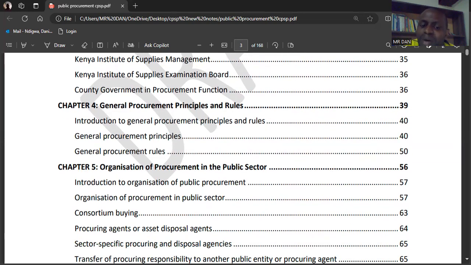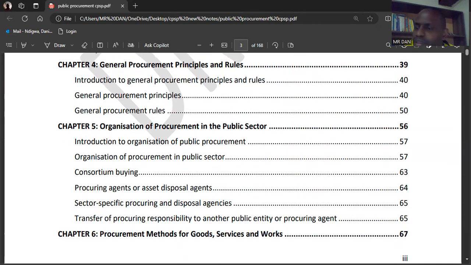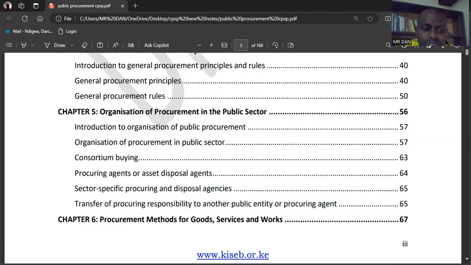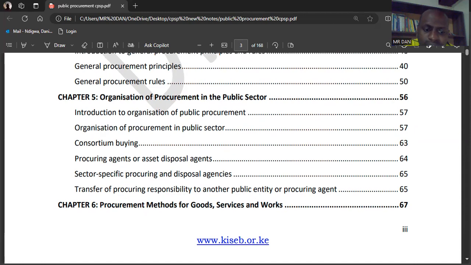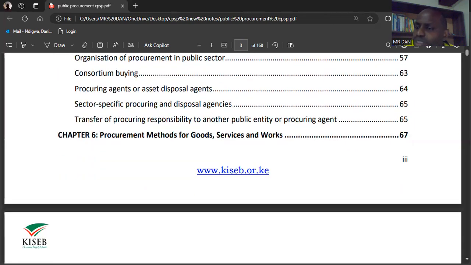What are some of the departments or institutions within government that are mandated with public procurement? What is the organization of maybe the ministries and how they are going to carry out procurement? And here we shall talk about issues like consortium buying, procurement agents. We shall talk about sector-specific and disposal agencies and how you can transfer responsibility to another procuring entity or public entity. Chapter 6 is about procurement methods for goods, works, and services.